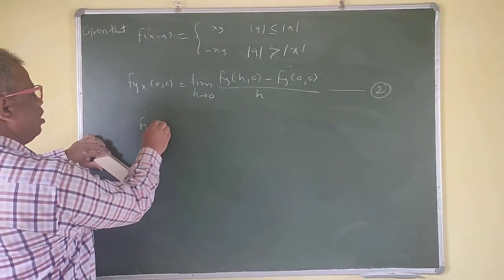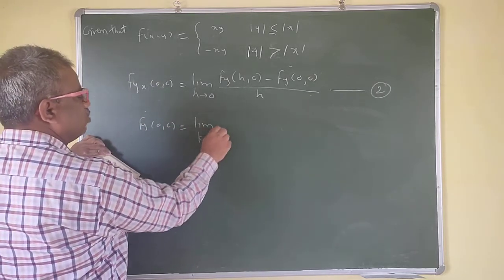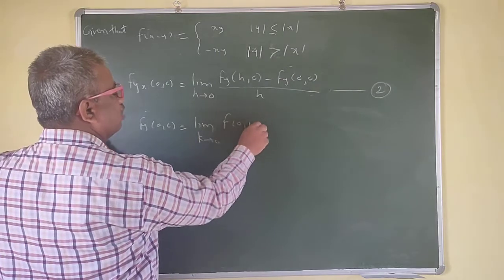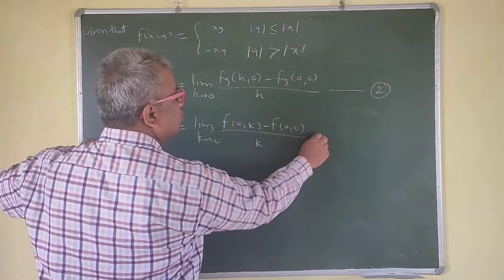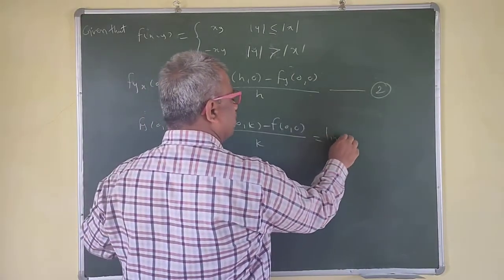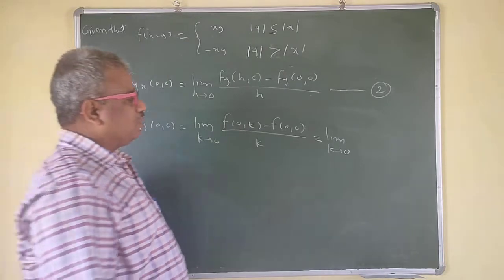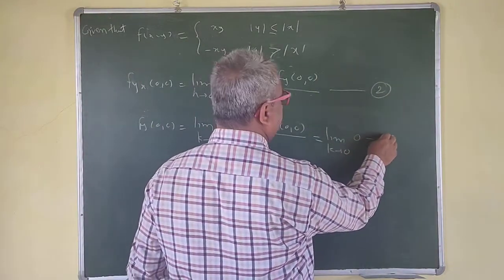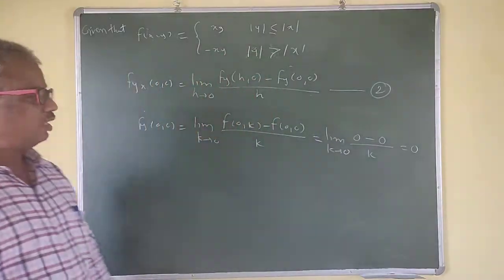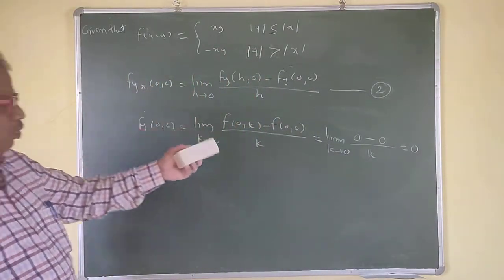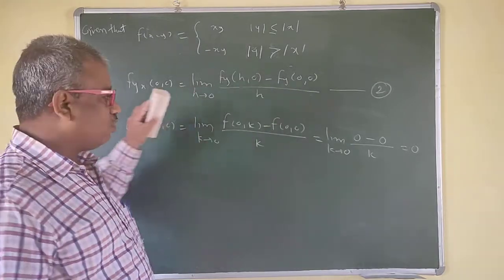So fy(0,0) is what? Limit k tends to 0 of f(0,k) minus f(0,0) upon k. This is very simple. If one of them is 0, then the value is 0. So f(0,k) value is 0, and f(0,0) is also 0, upon k. So this is 0. Now we'll put the values of fy(h,0) and fy(0,0) into the expression.